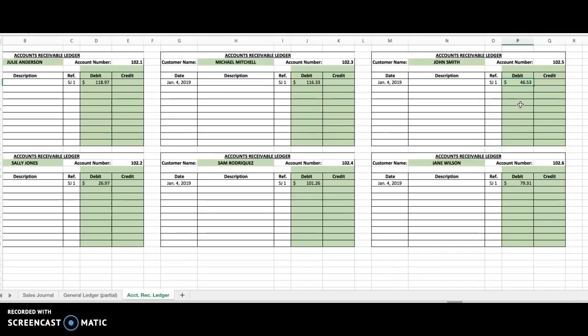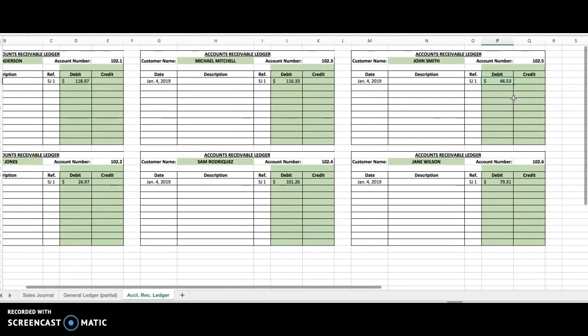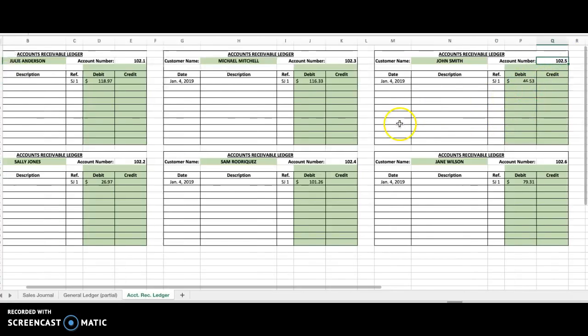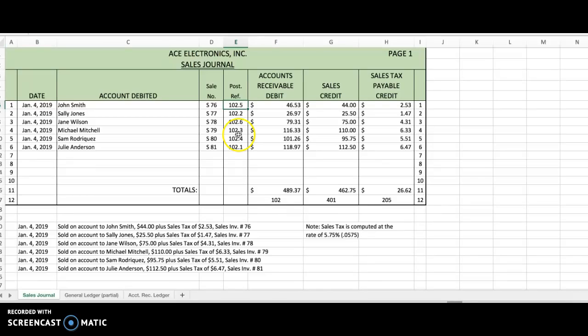When he pays us, we will use the cash receipts journal. We would debit cash, and we would credit his account. If he pays the whole thing, we credit $46.53, and it balances out to zero. His account 102.5 is put into the posting reference column. The same thing would be done with Sally Jones, Jane Wilson, and so on. And we always are posting the total amount that they owe us. Now, John bought something for $44, but he's going to have to pay a sales tax, so he owes us that much. That's what goes into his account.